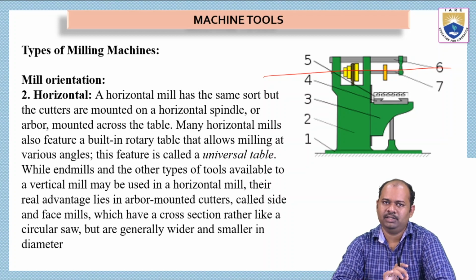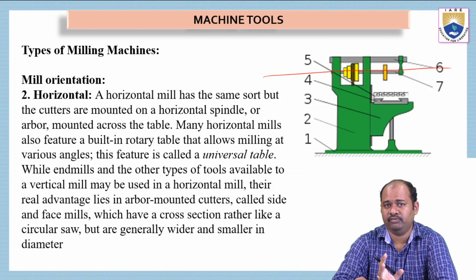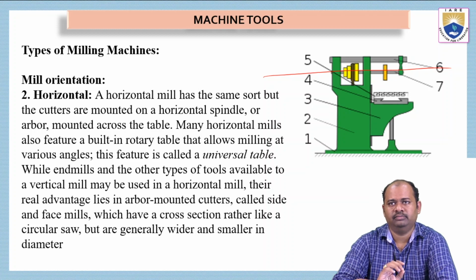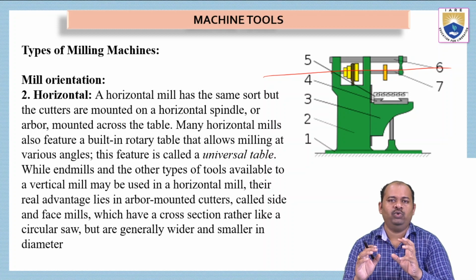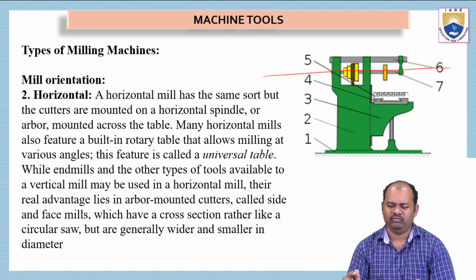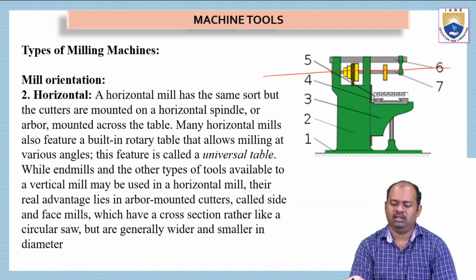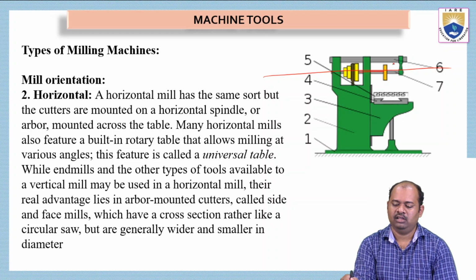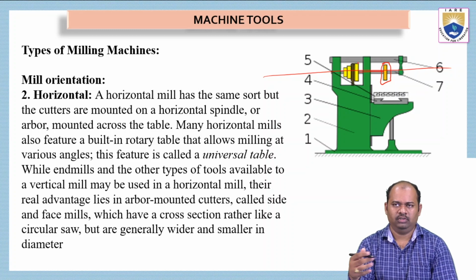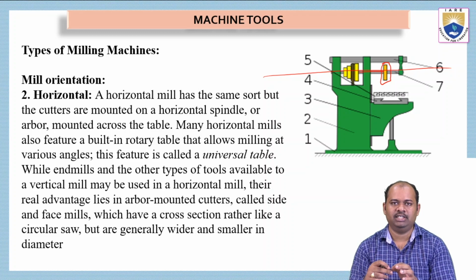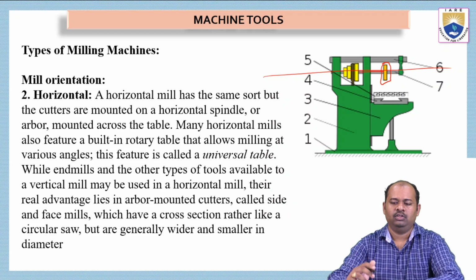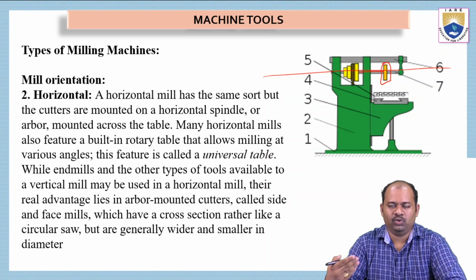So let us see some details about a horizontal milling machine and how it is different from vertical. A horizontal mill has the same sort of cutters, but they are mounted in a horizontal spindle. We can simply see the spindle from this figure. This is the spindle on which we have a yellow colored cutting tool, which is attached to the internal gear pulley arrangement with the help of a belt, which is in turn attached to the motor. So everything that is rotating here will be in the horizontal plane.